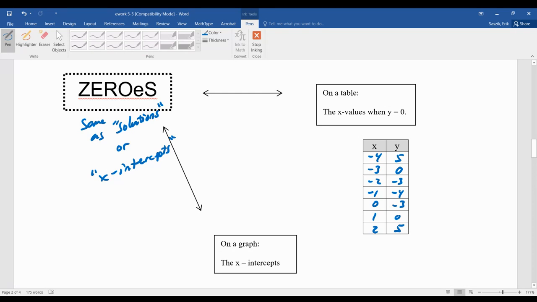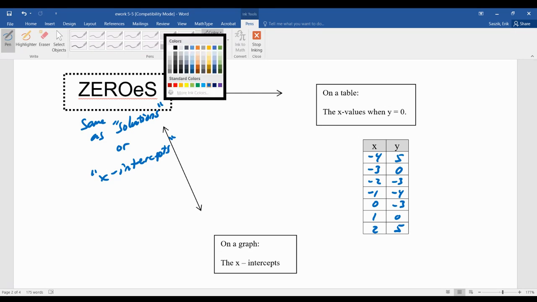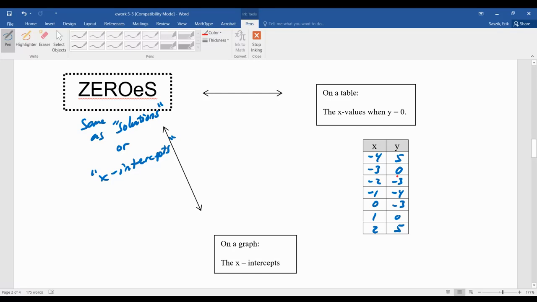Let's just say I gave you this table. Looking at this table, you would see, hey, there's a 0 in the y, so that's an x-intercept. There's another 0 in the y. There's another x-intercept. So my zeros, or my solutions, are -3 and +1. By the way, the word zeros, you'll see that spelled differently, and both methods are considered okay. Sometimes you'll see that second E after the O, between the O and the S, like it is here. Sometimes you won't.